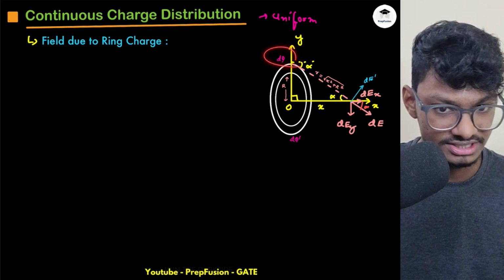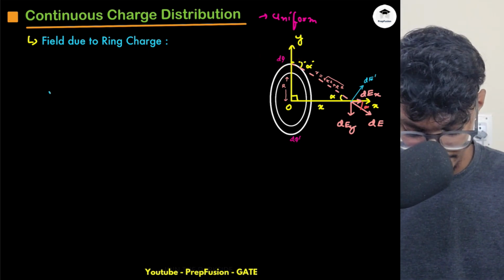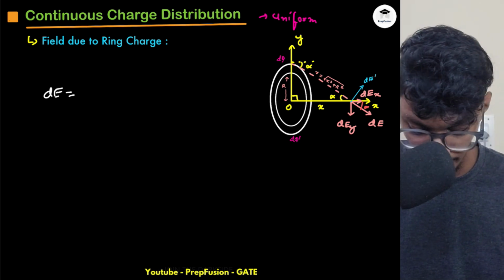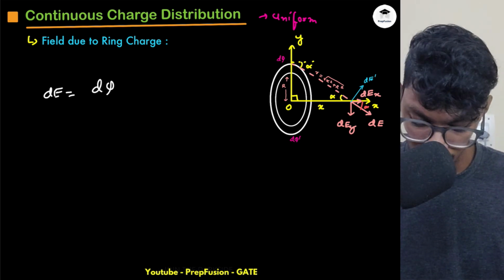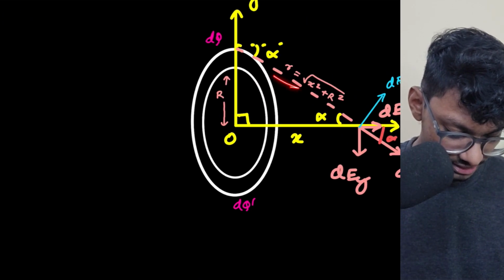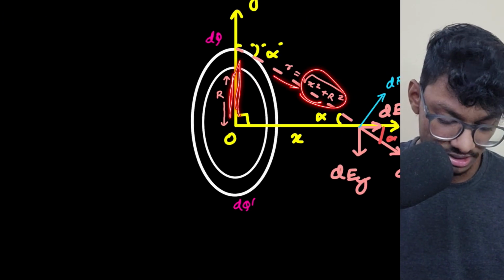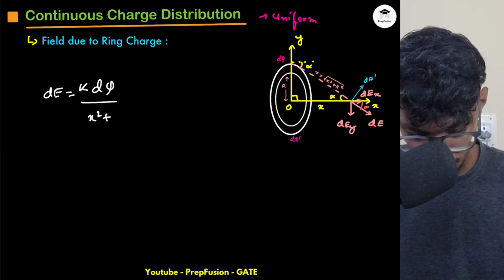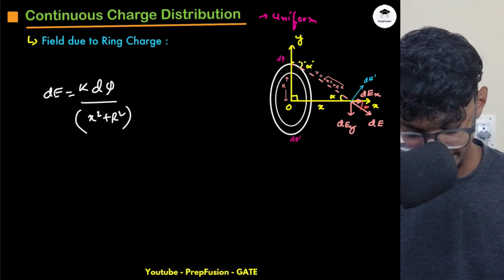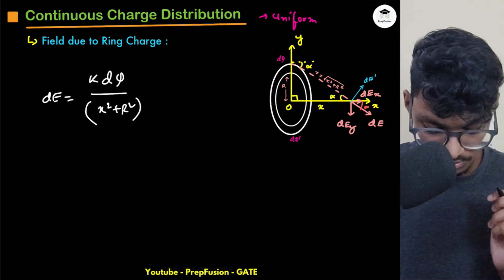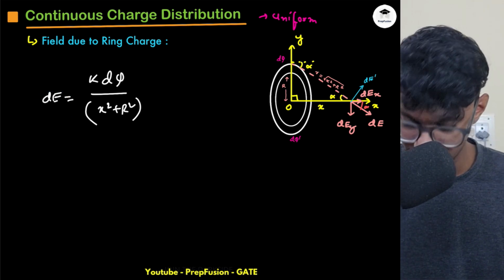This I can assume as a point charge, right? So the electric field dE on the test charge due to the small charge dq will be k dq divided by r square. What is the distance? That is x square plus capital R square. This radius is capital R, so it will be x square plus R square. This is the magnitude. I am not talking about the vector or the direction right now.